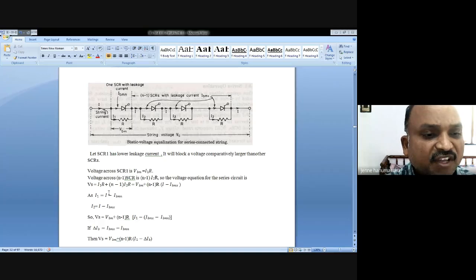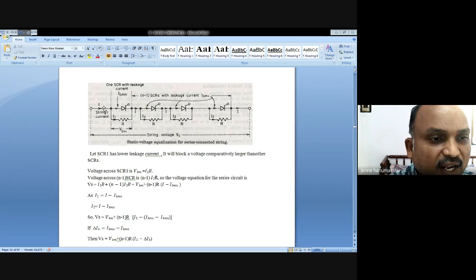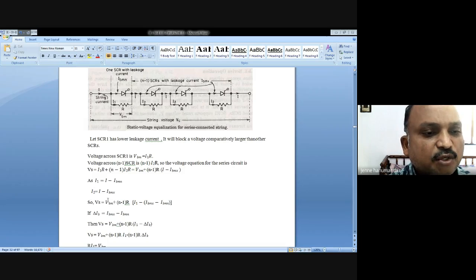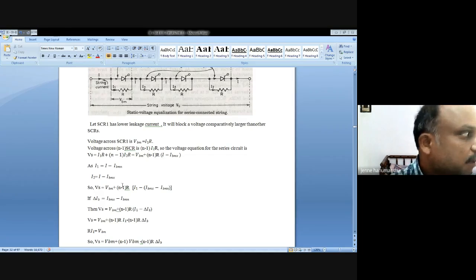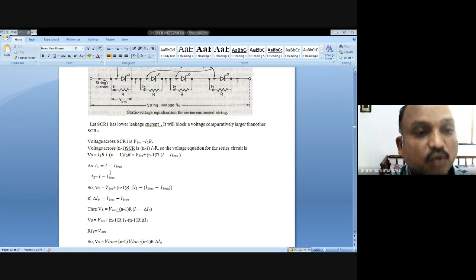Okay, you can simplify this: you get VBM plus (n minus 1) into R into (I minus IB). What is I1? From this, I1 can be written as I minus IBMX. What is I2? I minus IBMX. Right, I2. Now what? We have to calculate I1 and I2 and substitute them in this.